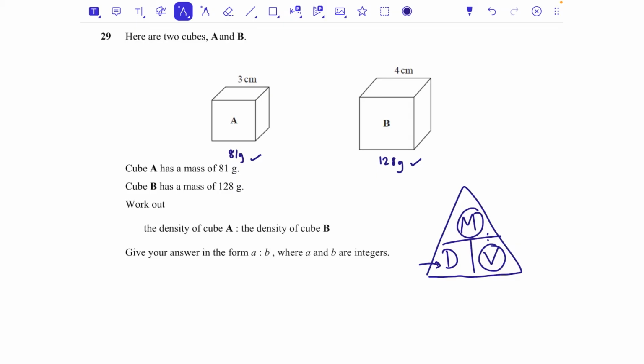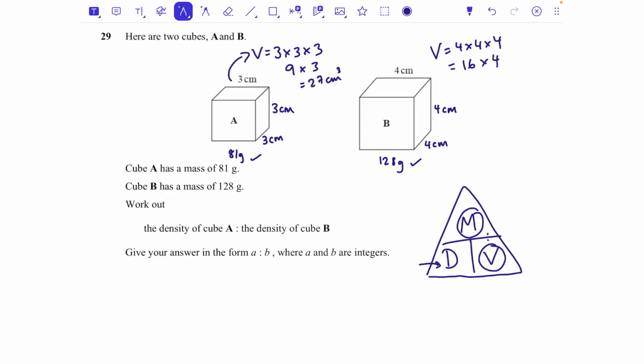These are cubes, so to work out the volume, we need to do the length times the width times the height. And because they're cubes, we know that all of the length, width and height are the same. So for cube A, it's 3, 3 and 3, and for cube B, it's 4, 4 and 4. So the volume of A is 3 times 3 times 3, which is 9 times 3, which is 27 centimetres cubed. And for B, the volume is 4 times 4 times 4. 4 times 4 is 16, times that by 4 is 64 centimetres cubed.